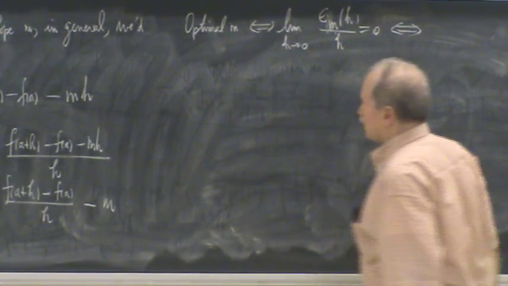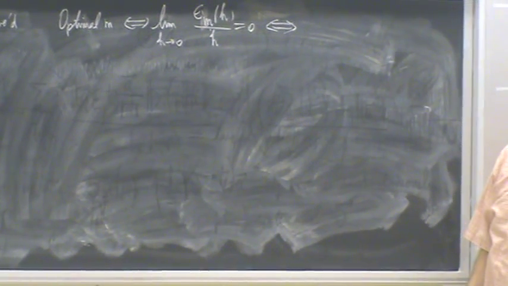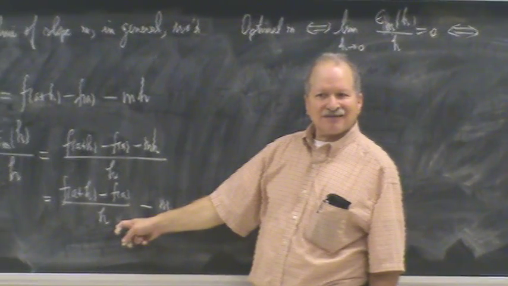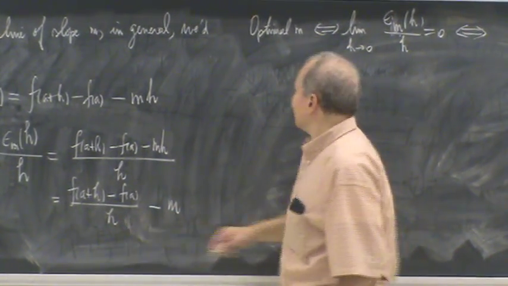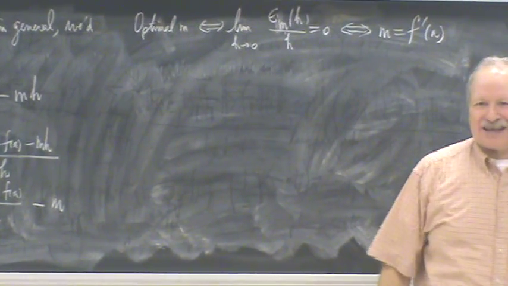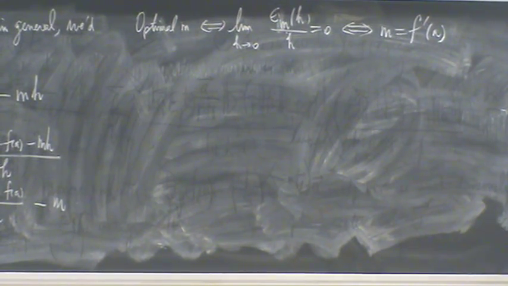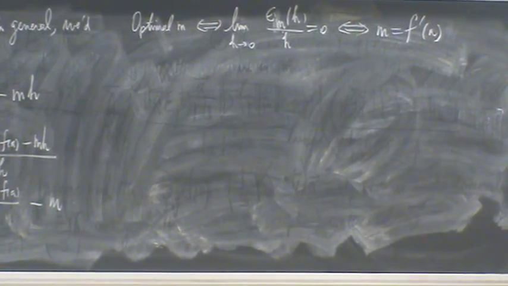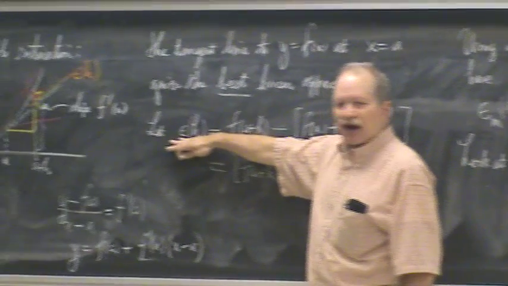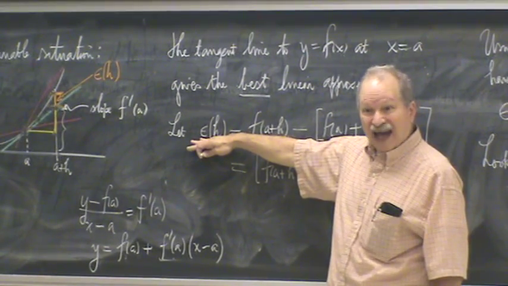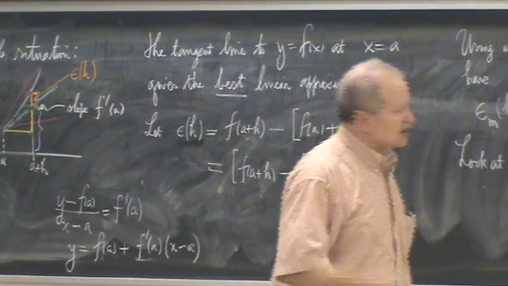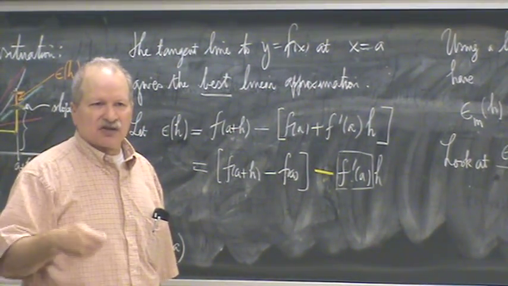And that gives you exactly the motivation for wanting the slope to be the limit of this as h goes to 0, otherwise known as f prime of a. So that's why they didn't tell you this when you took calculus, but this is why the derivative is so important. It's giving you the best linear approximation in the sense that not only does the error go to 0, but it goes to 0 faster than h goes to 0. So the best linear approximation means the error goes to 0 faster than h goes to 0.